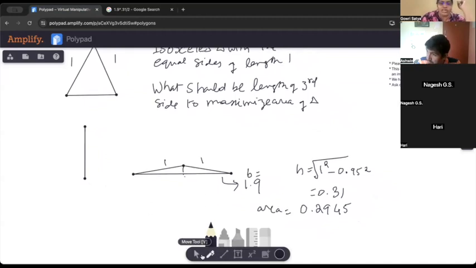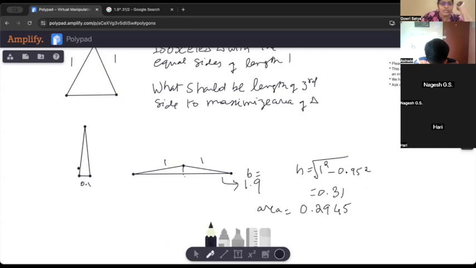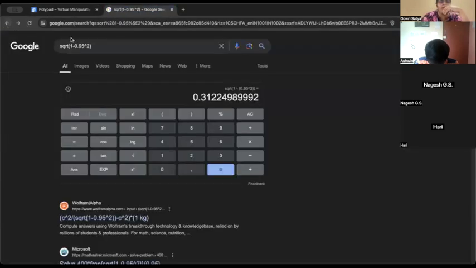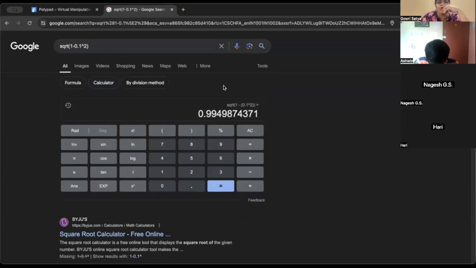So in this other extreme case, if we just put it up a little bit, so that let's say the bottom is just 0.1, then what happens? The height is 0.99.